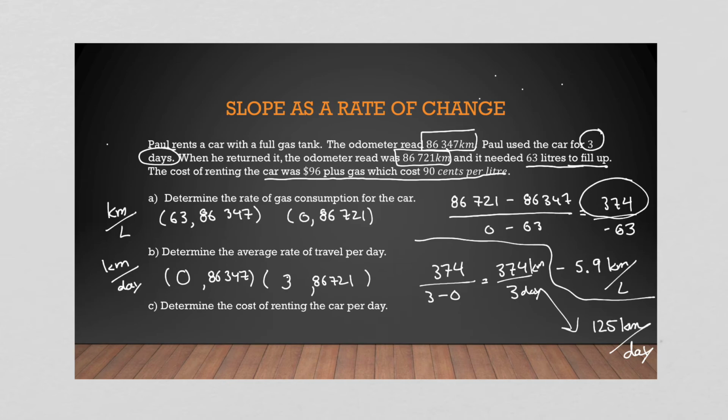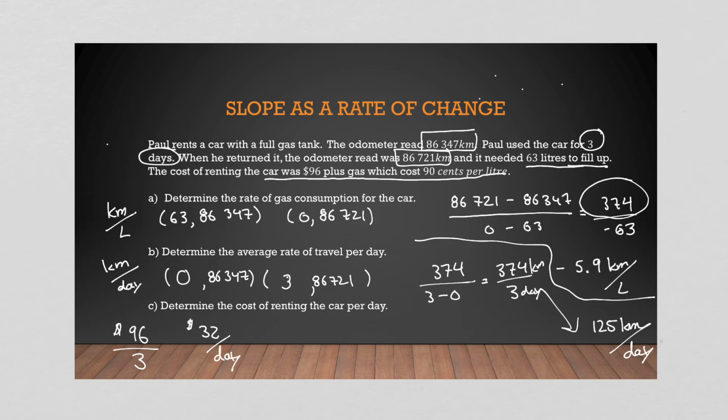Now, determine the cost of renting the car per day. Well, in this case, we need money. Now, we already know it's been 3 days, so we don't need to do any weird slope equations here, but we are going to have dollars per day. Now, we had $96 for the overall rental. So how much is that per day? Well, just divide it by 3 days, and we get that chunk comes out at $32 per day.